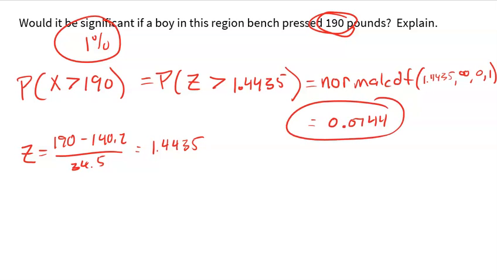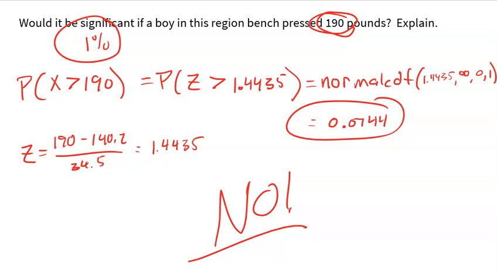All right, so is this significant? No. The probability that a boy can bench 190 pounds or more extreme, or higher, is about 7%. So I don't think that's significant. I wouldn't consider it extremely heavy. It is up there, 190 pounds is pretty high, but I don't know that I would officially deem it a significant bench press weight. 7% of boys lift more than that.